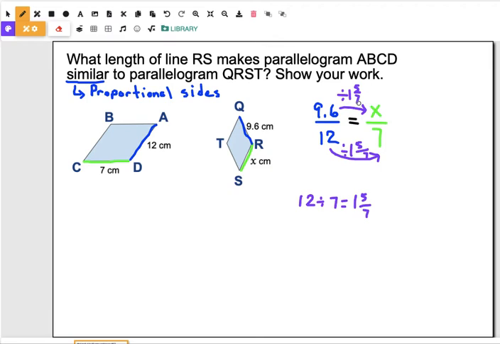1 and 5/7. And that gives us 5.6. So this has to be 5.6 centimeters. That means that for these two parallelograms to be similar, the value of x has to be 5.6 centimeters. Okay? And that's all you have to do.